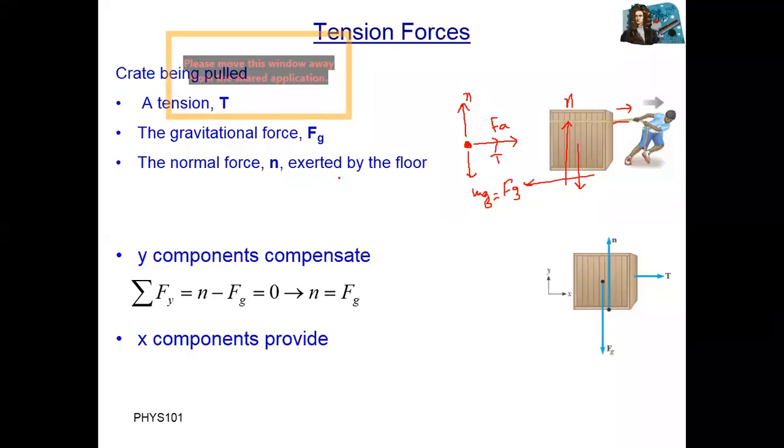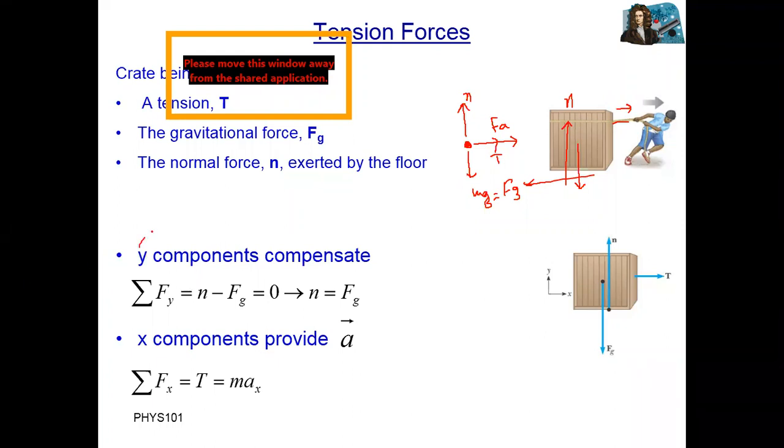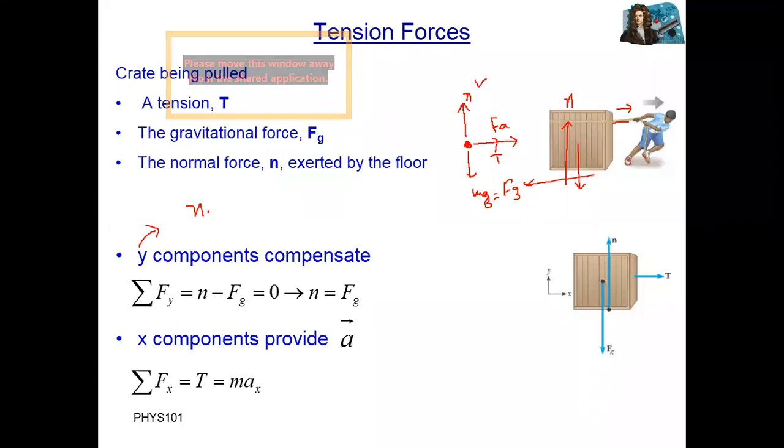So how can you find the x component and y component? For example, for forces along the y-axis, the y component, you can see there are only two forces. One is downward and the second one is upward. If you consider N positive, we have N minus the gravitational force, which is downward, Fg. This means that N is equal to Fg, the gravitational force.